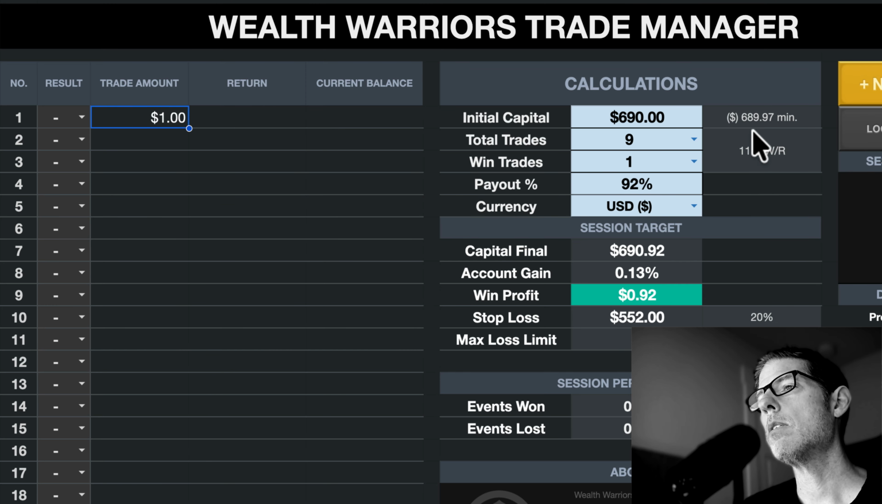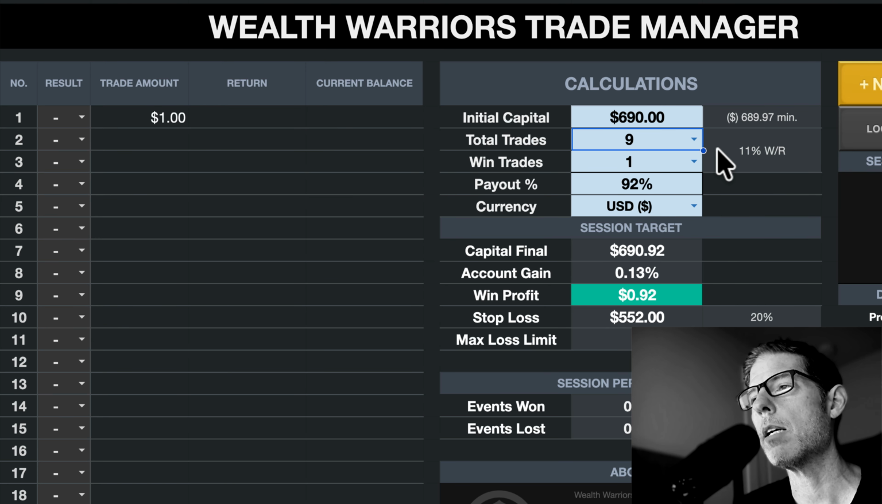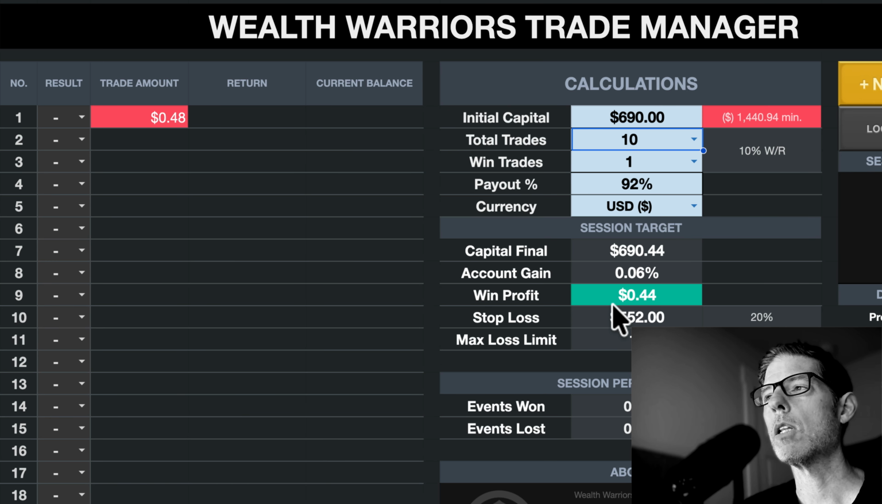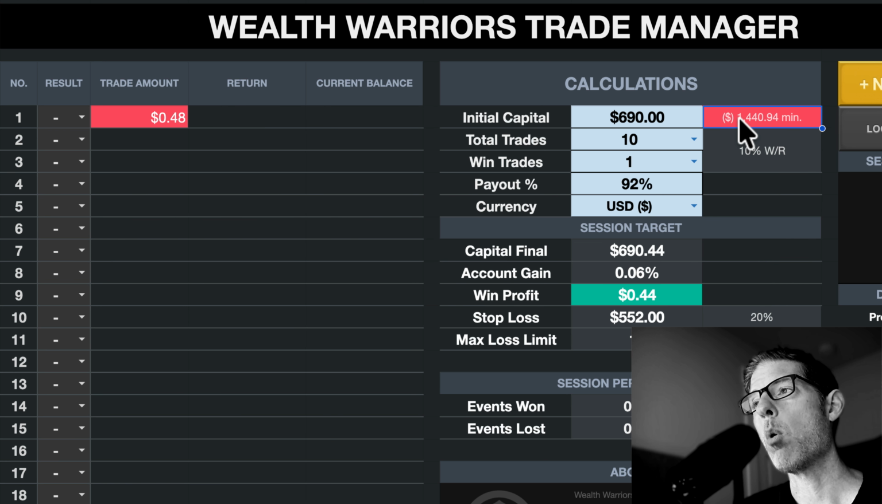Again, though, it is total trades 9, and I might get a little shaky on that. For me, I like to just knock this down to 10 and then look and see up here with the minimum amount, and it'll say I need $1,440 or about $1,441, somewhere around there to start with. So if you do have more capital to play with, you're going to be able to hit that $100 a day much faster.